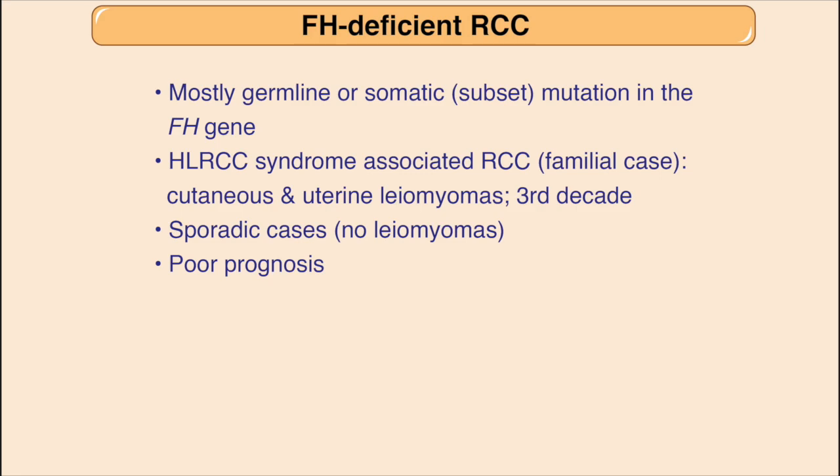FH deficient RCCs. FH deficient or fumarate hydratase deficient RCCs are caused by mostly germline or, in a subset of tumors, by somatic mutations in the FH gene. Familial cases are also known as HLRCC syndrome associated RCCs that are associated with cutaneous and uterine leiomyomas occurring in the third decade, while the sporadic cases lack these features. The tumor has a poor prognosis.